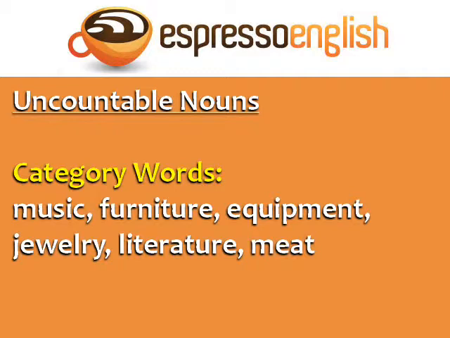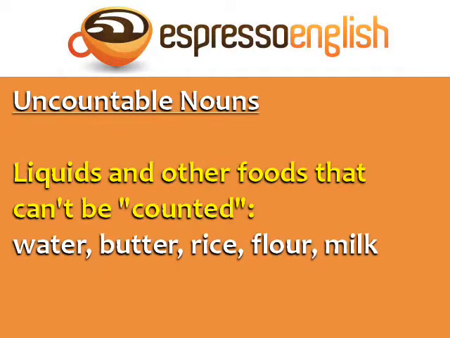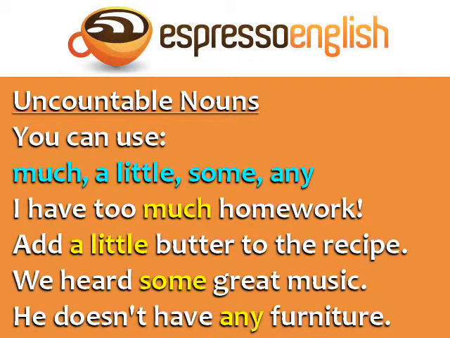Category words are often uncountable: music, furniture, equipment, jewelry, literature, and meat. Finally, there are liquids and other foods that can't be counted: water, butter, rice, flour, and milk. With uncountable nouns, you can use much, a little, some, or any.